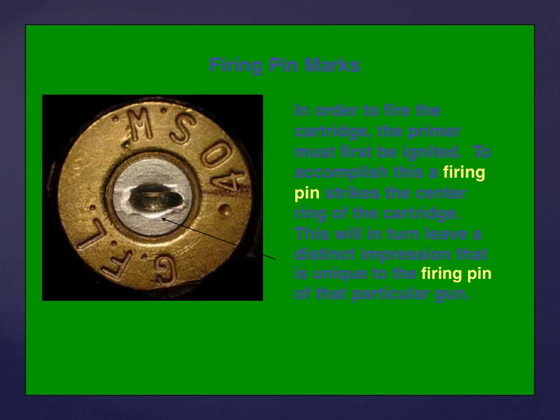Okay, firing pin marks. So, like I said before, for you to fire the cartridge, for you to actually push the bullet out, the primer must first be ignited, and that's done by the firing pin. So the firing pin is going to hit the very center ring of the cartridge, and this is normally going to leave an impression that's unique to the firing pin of a particular gun. So this little impression that you're seeing here in this image in the middle, that doesn't look the same for every gun. Different guns leave different marks behind. Okay, so just make sure that you know that your firing pin is going to leave impressions that are distinct. Okay, so it leaves distinct or unique impressions.